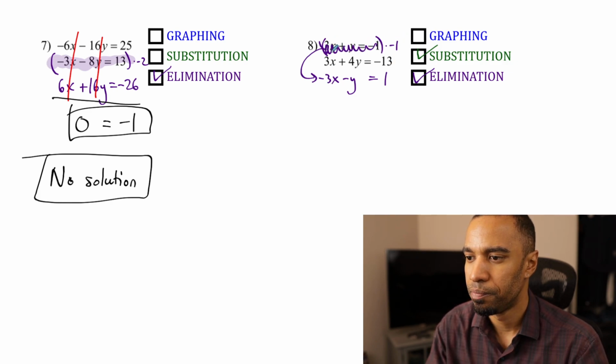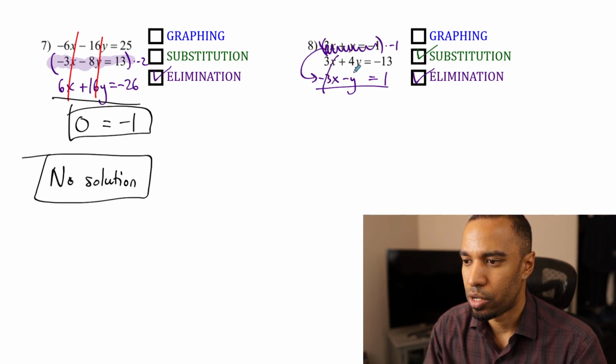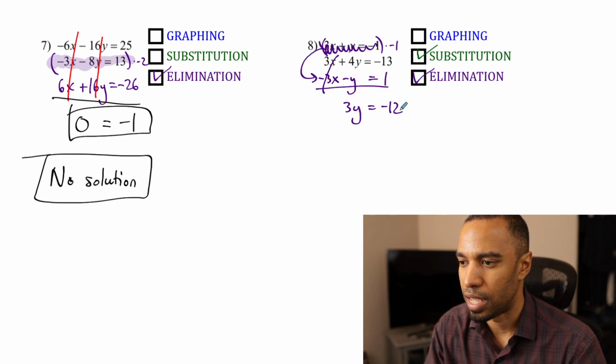Bye-bye. Don't need you. 3x minus 3x is 0. They're gone. 4y minus y is 3y, and -13 plus 1 is -12. Divide by 3, we get y equals -4.